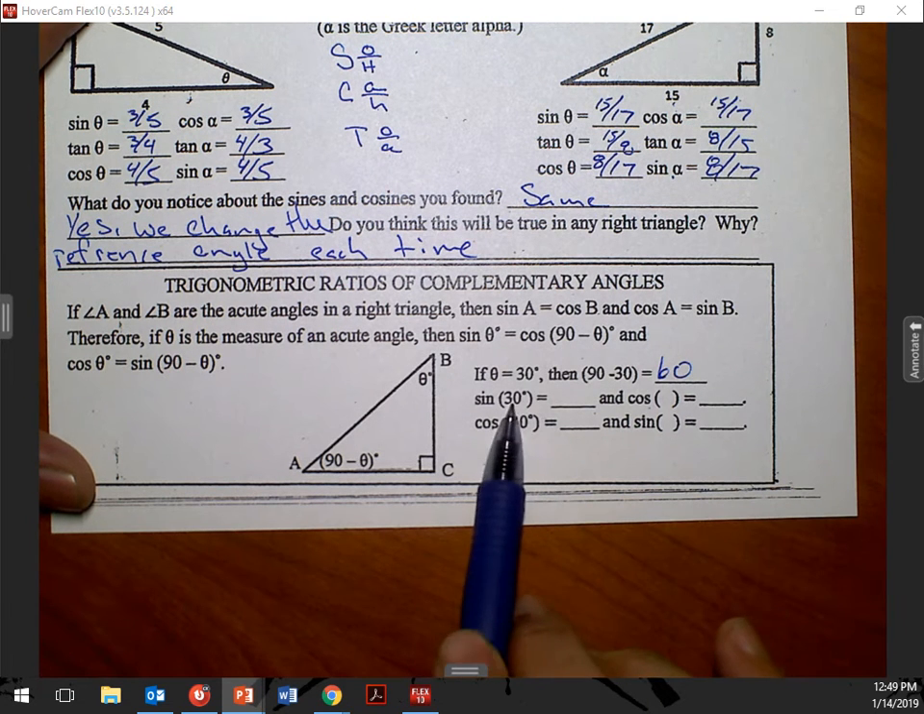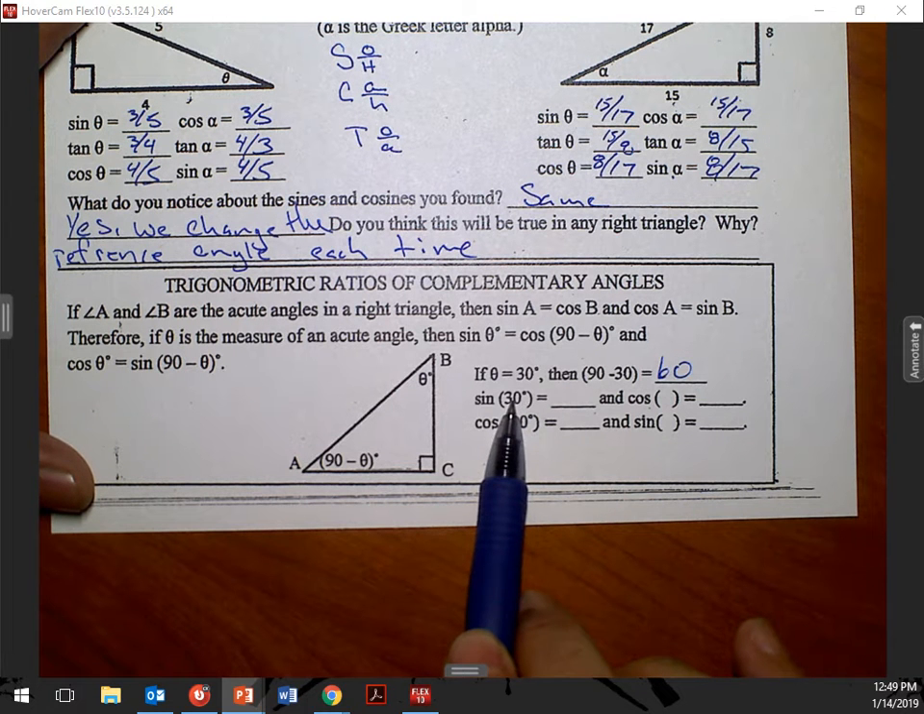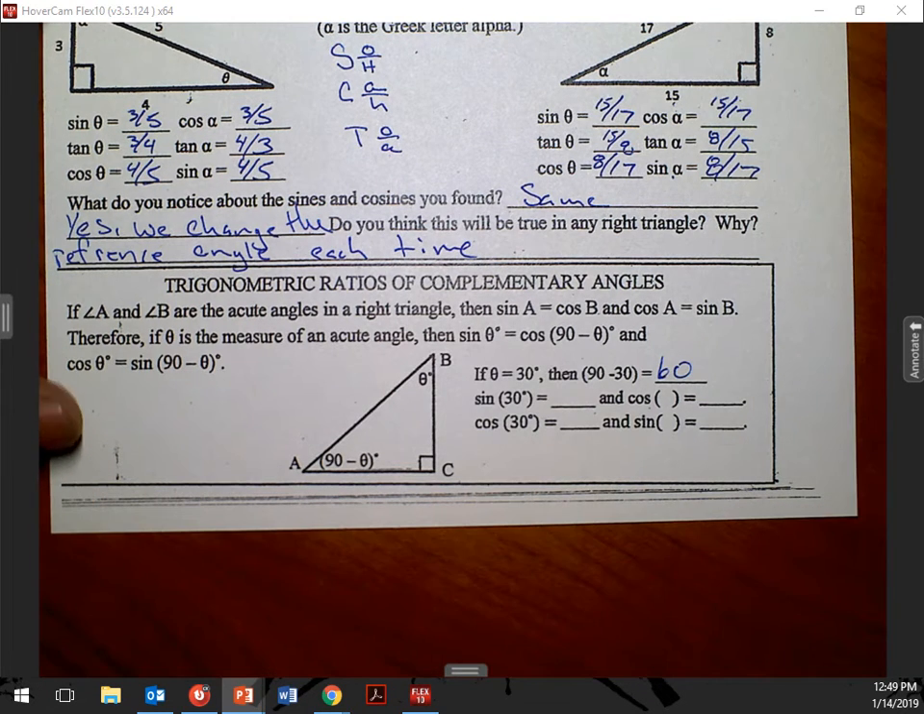Now, for this one right here, sine of 30, put it in your calculator, give me 2 decimal points, please. 0.5.